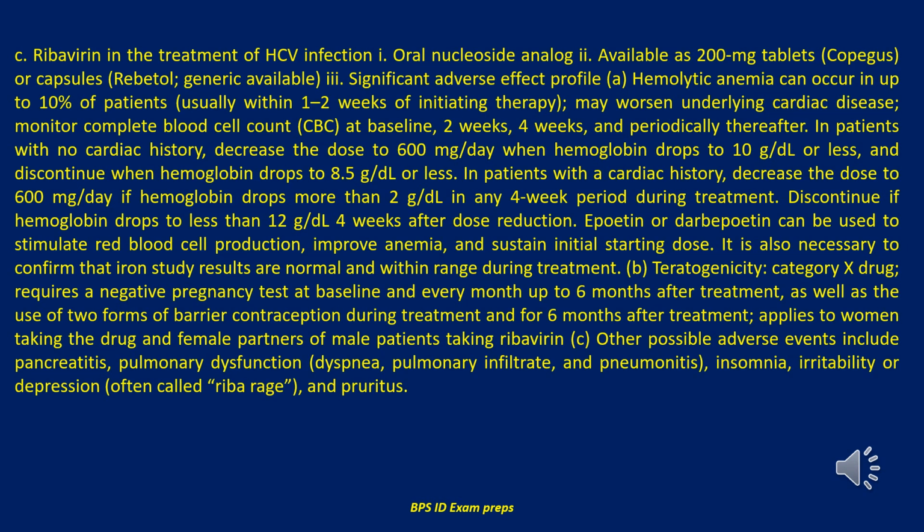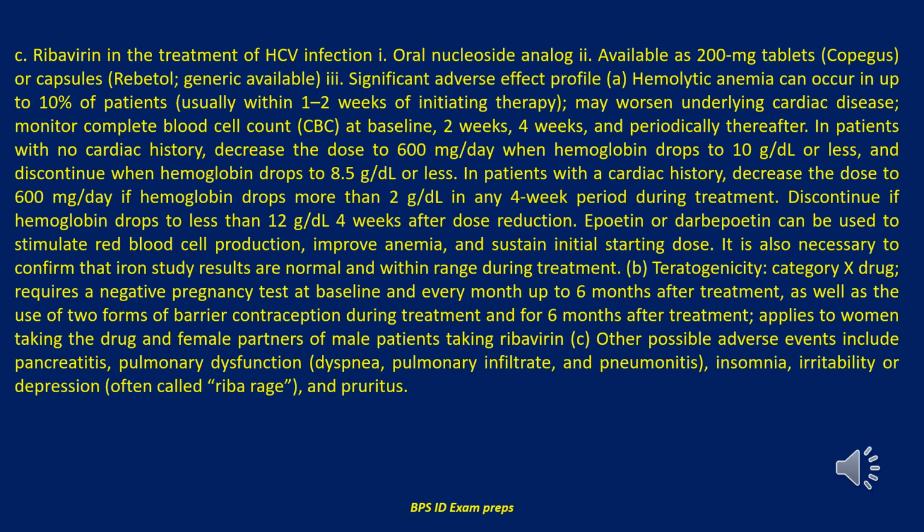C. We will now look at ribavirin in the treatment of HCV infection. 1. It is an oral nucleoside analog. 2. It is available as 200 mg tablets, marketed as Copegus, or capsules marketed as Ribasphere.